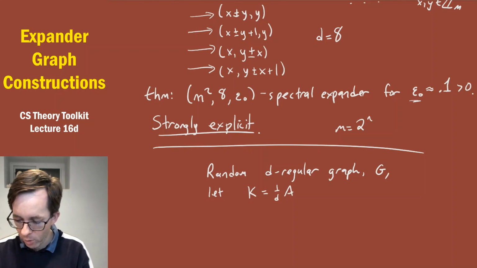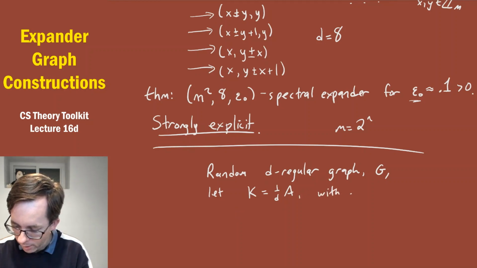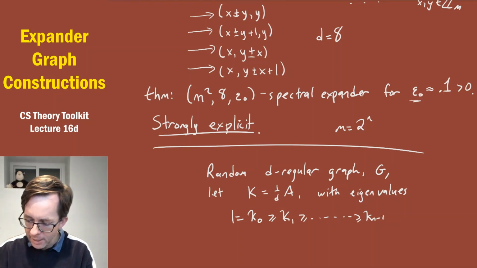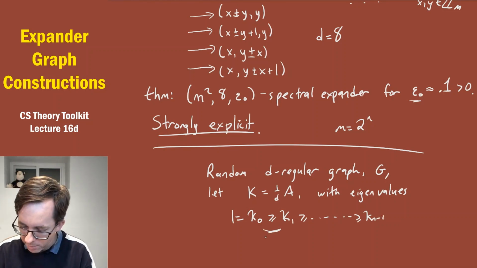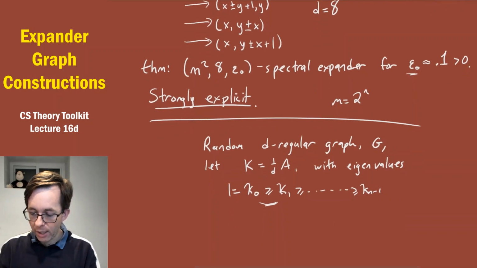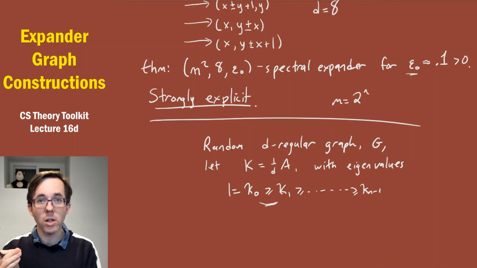So this, as I mentioned before, has eigenvalues 1, that's the trivial eigenvalue, kappa 0. And then the next eigenvalue is kappa 1, the next one is kappa 2, down to kappa n minus 1. To be a good expander, we want this kappa 1 to be bounded away from 1. And it turns out, from this point of view, in a random d-regular graph, not only is kappa 1 bounded away from 1, it's super close to 0. In fact, all the eigenvalues other than kappa 0 are super close to 0.